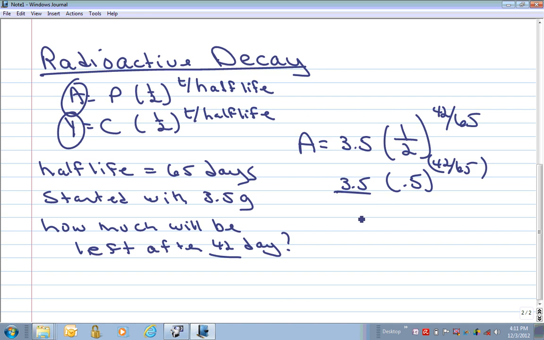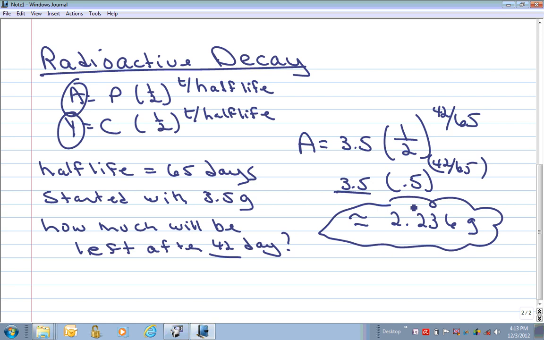And I get approximately 2.236 grams. Okay, well, we know in 65 days we would have half, and half of 3.5 would be 1.75. And we're not halfway, we're a little bit more than that. All right, we know that in 65 days we would have half of your substance left, and in this case half would be about 1.75, and we haven't gotten close to 65 days yet, so 2.236 grams seems like a reasonable answer. And I would make sure that you think through that.